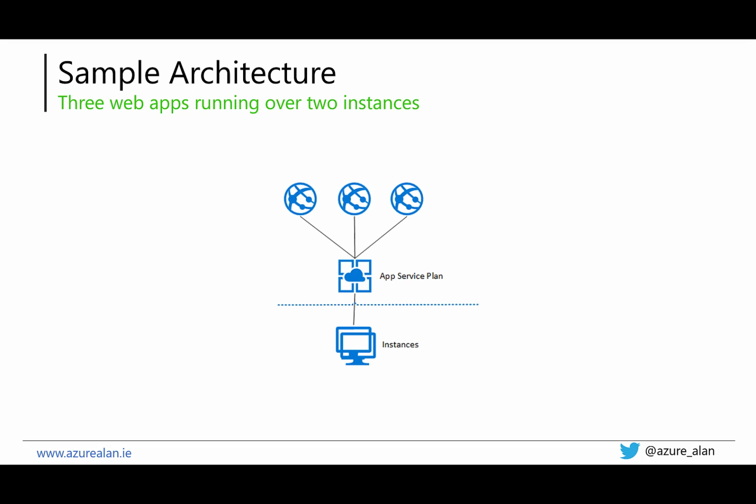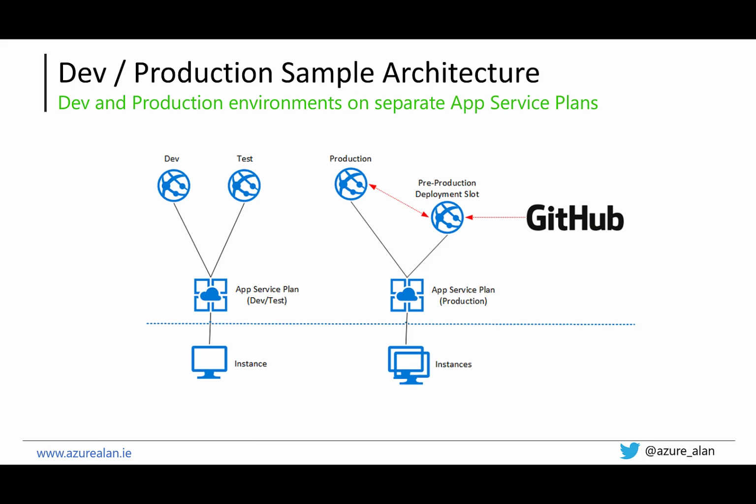Just a sample architecture here. So we've got an app service plan deployed with 2 instances, and we've got multiple web applications running on an app service plan. So they're sharing the resources on those 2 instances in this example here.